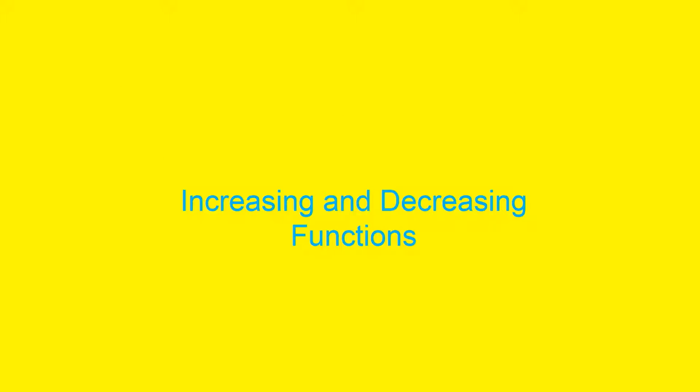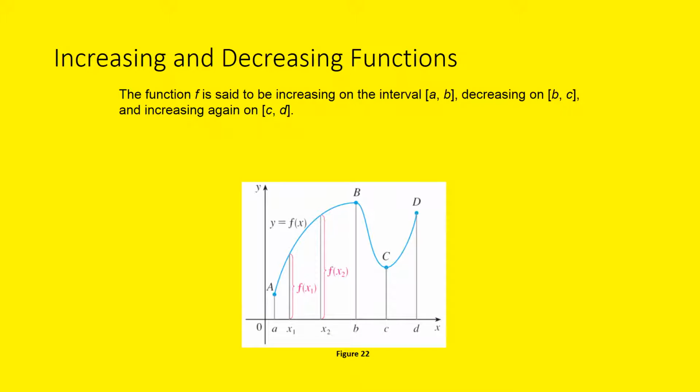Increasing and decreasing functions. Here's a function f. It's said to be increasing on the interval AB, decreasing on the interval BC, increasing again on the interval CD. Okay, so on the interval AB, right in here, it's increasing. So the little car is going uphill.